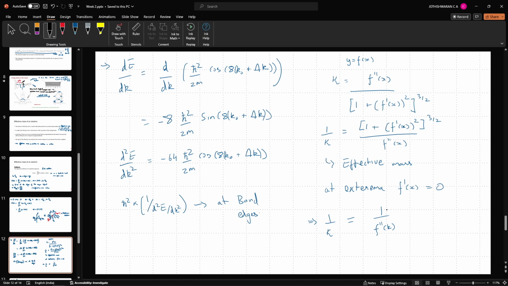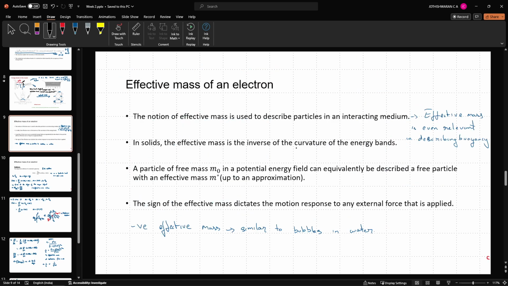But all of that comes from this notion that effective mass is the inverse of the curvature. So all we have to do is look at the curvature. Greater the curvature, take the inverse of that, lesser the effective mass. Points of inflection, where there is no curvature and the band becomes flat, we will have infinite effective mass. So that is the takeaway.